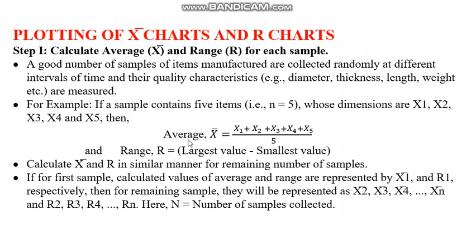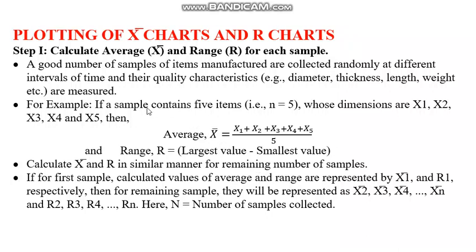We can calculate these for each sample, or you can say each subgroup. If I say sample, there may be a little confusion in your mind, but if we say subgroup, it will be more clear. Each subgroup will have 5 items. Now calculate X bar and R in a similar manner for the remaining samples.